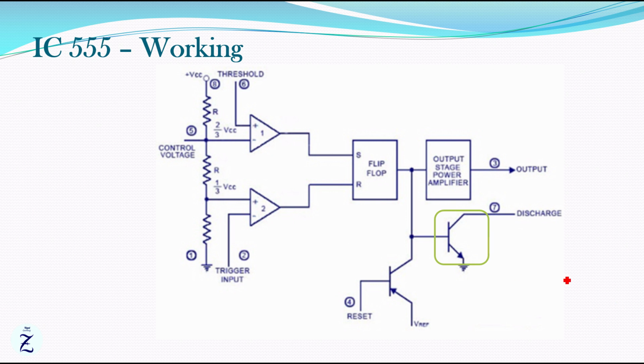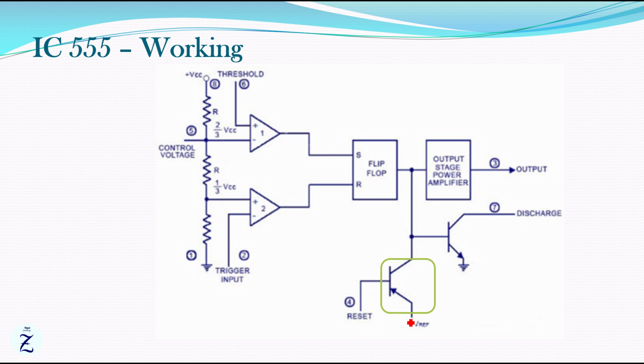Here we have two transistors. The first one is connected to the discharge pin, and when the flip-flop output is high, this transistor will turn on, and this will allow a current flow through this transistor. That is, if a capacitor is connected across this discharge pin, then this capacitor will discharge through this transistor. And there is another pin, the reset pin. Applying a low voltage to this pin will force the output to low.